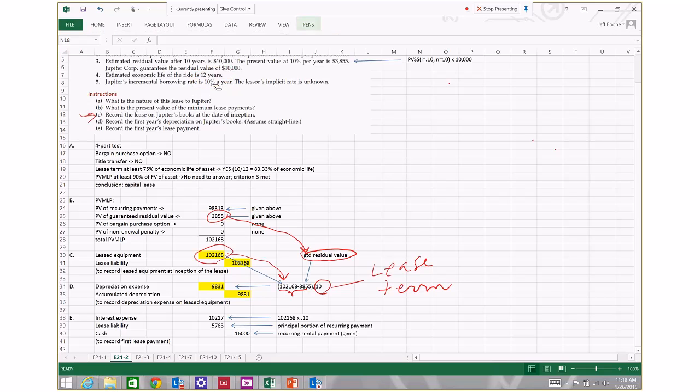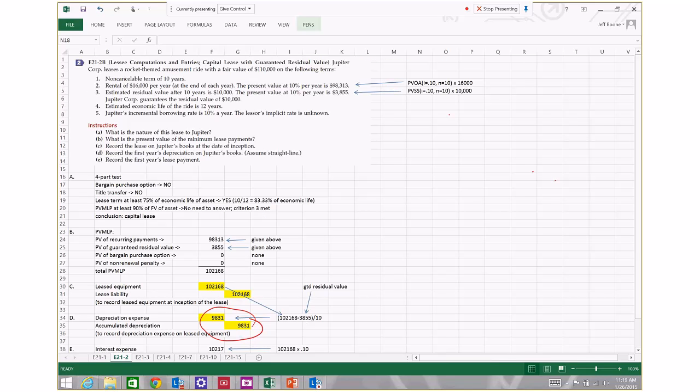So you divide the depreciable base of the asset here by the depreciation period, and what you come up with for depreciation expense is 9831. So debit depreciation expense, credit accumulated depreciation for 9831. And then the very last entry we have to make is we have to book the first lease payment that takes place at the end of the year.